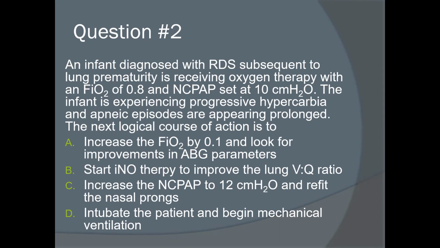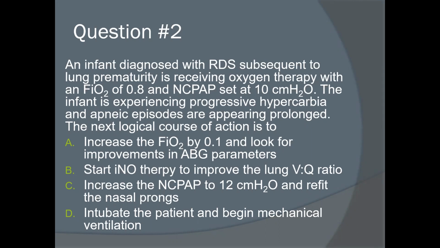B, start inhaled nitric oxide. C, increase nasal CPAP to 12. Refit the nasal prongs. Or D, intubate the patient and begin mechanical ventilation. D. Yeah, letter D. So how did you know that you need to intubate and start ventilating? FiO2 can't be 90%. That's too high. And that can cause blindness in newborns if you give them too much oxygen. It causes blindness if the oxygen in their blood is high. Okay, so that's for hypoxemia. Plus, if you give more than 30%, they probably need surfactant, right?